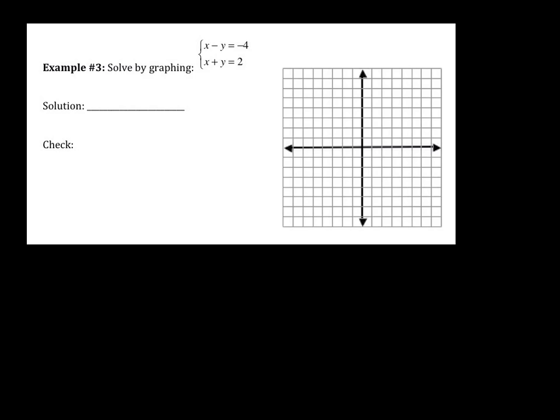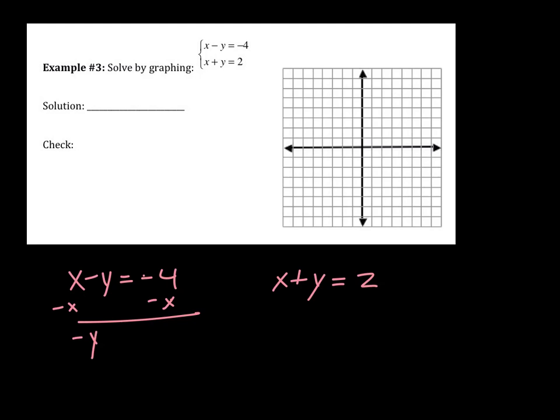and x plus y equals 2. So again, has to be in y equals, so let's just write both of them down here. X minus y equals -4, and x plus y equals 2. So subtract the x. Don't forget to bring down the negative with the y. And then because the y is negative, we have to divide everything by -1.